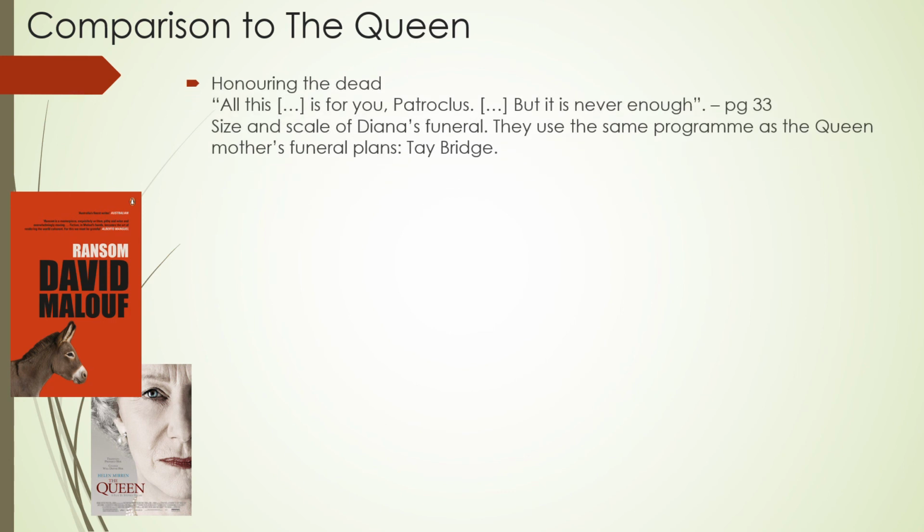A couple more things, guys. Honouring the dead. All this is for you, Patroclus, but it's never enough. So Achilles is trying to honour the dead. And then just the sheer size and scale of Diana's funeral. It's in the last, I think, 10 minutes of the film. They also use the same program as the Queen Mother's funeral plans, and that has a code name of Taybridge.